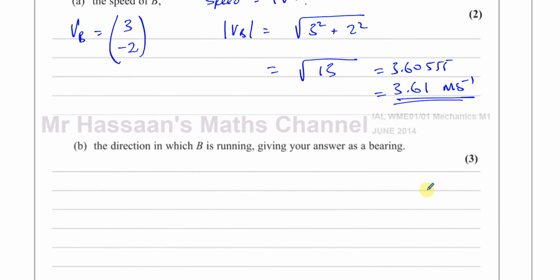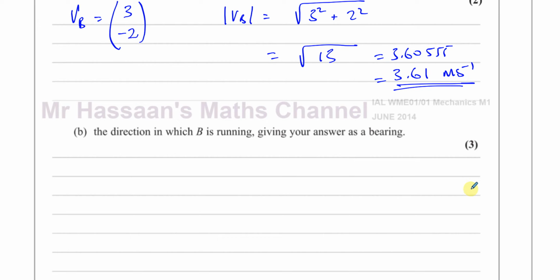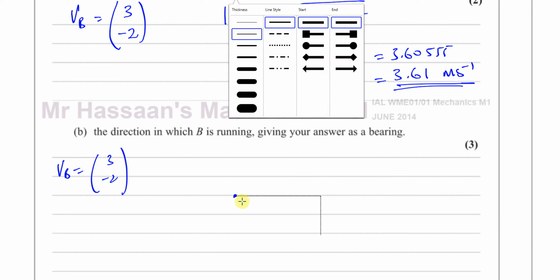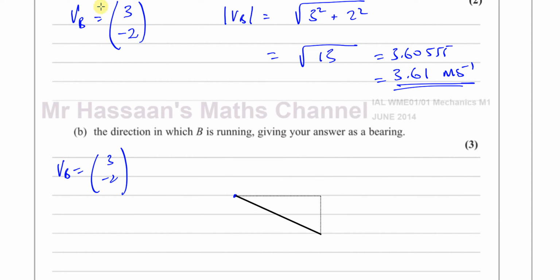And part B says the direction in which B is running, giving your answer as a bearing. So we know the velocity of B, as we were just told, was 3 minus 2. Now we've got to think about the direction in which it's going. Let's say it starts from this point over here. We can see that it's going to go 3 units to the right for every 2 units it goes down, so it's going to go from here to there. If this is 3i, this is 3, this is minus 2. That's the direction that it's going in.